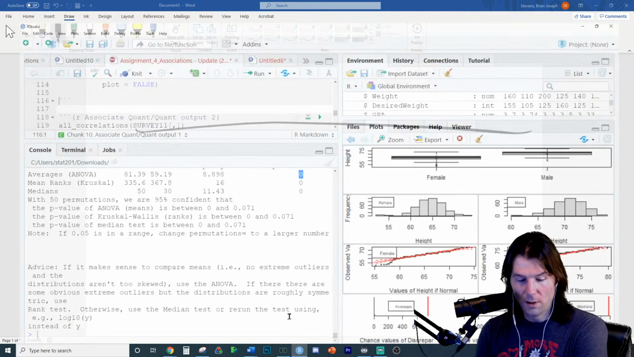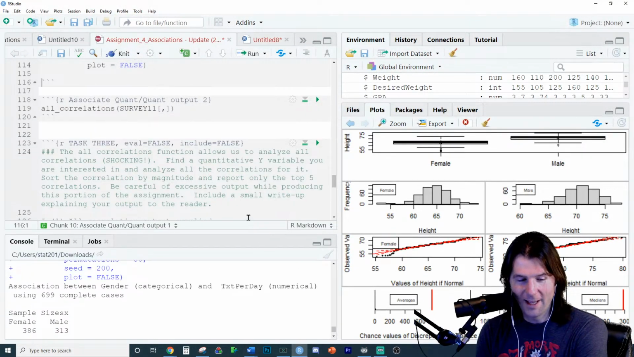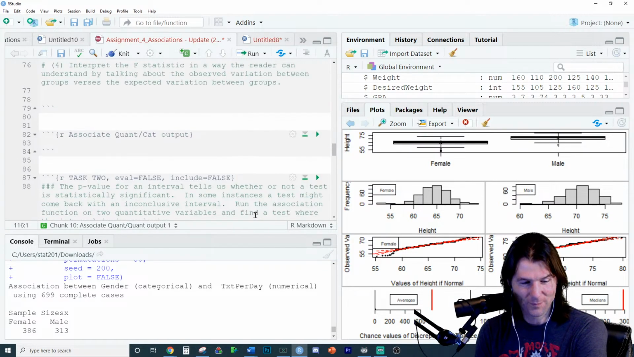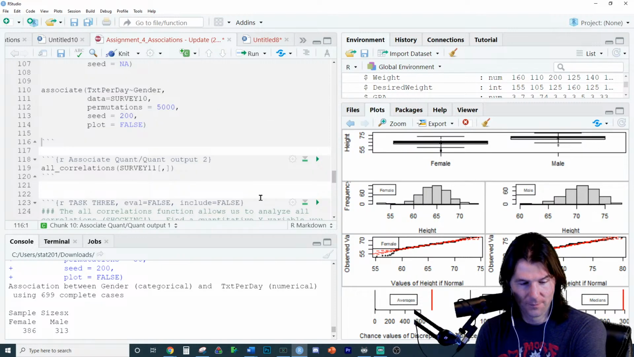What do I want? I don't know what I want. That's task 3, right?